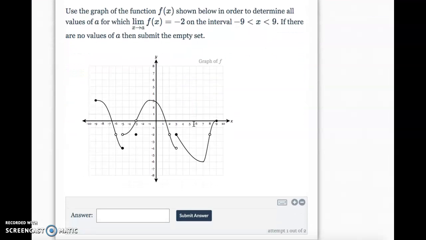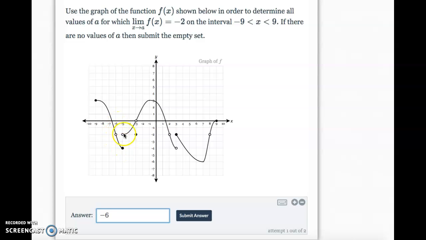All right, so now we're looking at a different number. So it says use the graph of the function f of x shown below in order to determine all the values of a for which the limit would be negative 2. So I have to figure out where my graph seems to approach negative 2 from both the left and right hand side. So definitely not negative 2, definitely not negative 2, definitely. Okay. I'm getting close to negative 2 right here. So as my x value approaches negative 6 from the left-hand side, my y value seems to be negative 2. And the same thing happens when I come from the right-hand side too. So negative 6 would be an option because my limit as x approaches negative 6 would be negative 2.